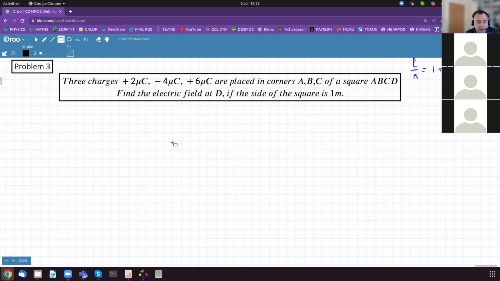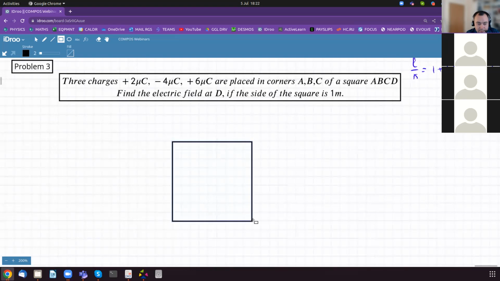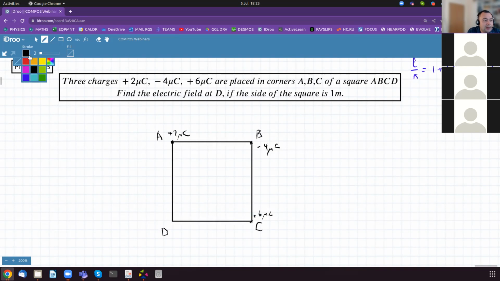Okay, so as usual, we draw it first. So we have A, B, C, D. And there's a positive charge here, plus 2 microcoulombs. At B, we have minus 4 microcoulombs. And here we have 6 microcoulombs. Right, and we have three separate electric fields.